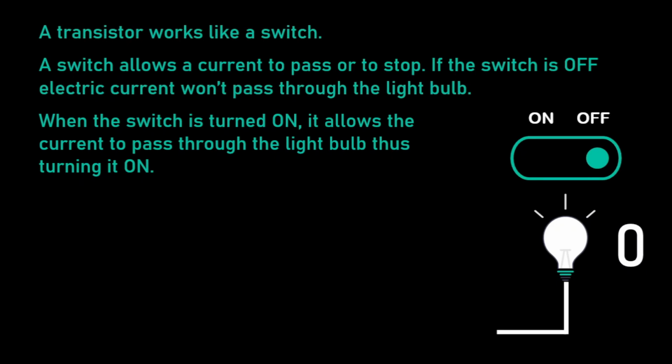Here we have a light bulb connected to a wire, and right now the bulb is switched off. We can represent this off state by a 0.